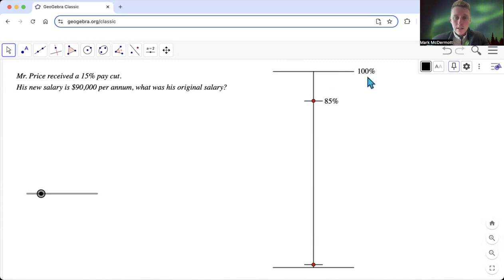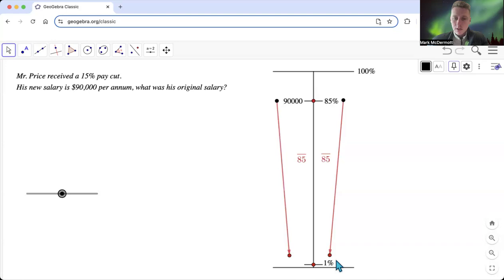We know that his new salary is $90,000, and that must correspond to 85% because that's a decrease by 15%. So we know that that corresponds to $90,000 on this side of the number line. And then we're going to say to ourselves, okay, again, unitary method. We're going to take 85%, divide by 85, tells us 1%. So we take 90,000, divide by 85, and it gives us 1,058.82.